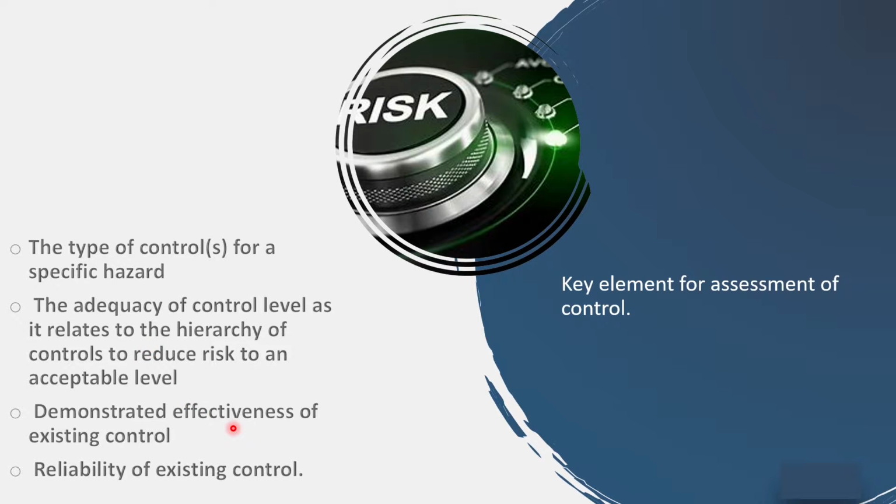The third point will be demonstrated effectiveness of the existing control. What is the effectiveness of that existing control? We will see what the risk level is before that control measure and what the residual risk level is after it. Adequacy will be checked and effectiveness will also be checked there. We will also check the reliability of that control measure in our system. If, God forbid, that control measure fails, what will be the next step? How are we going to control the risk level, and what is the reliability of the control measures that we have implemented in our system? So all these are the parameters on which we assess any control measure. Let's see what's next.